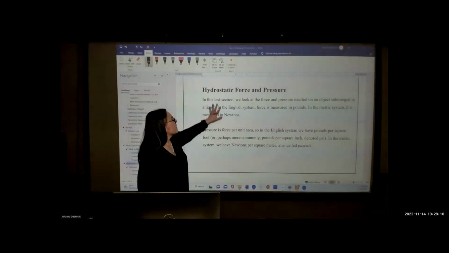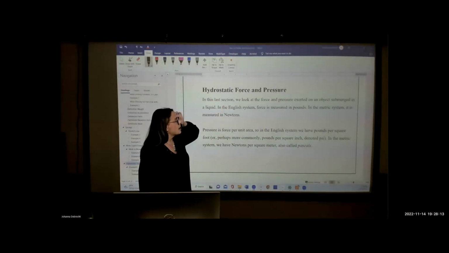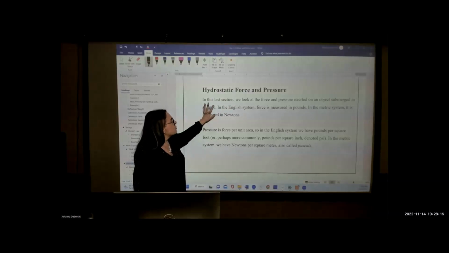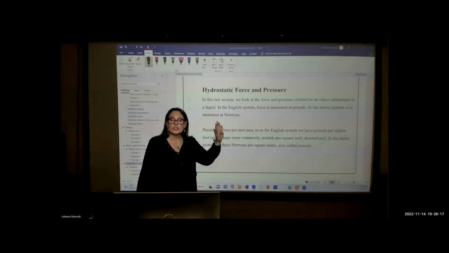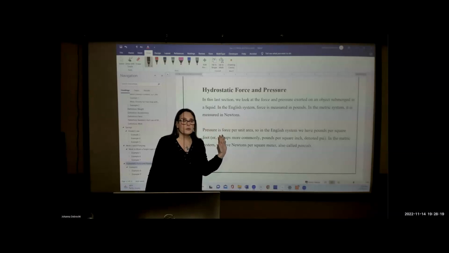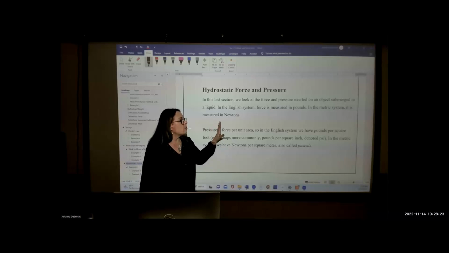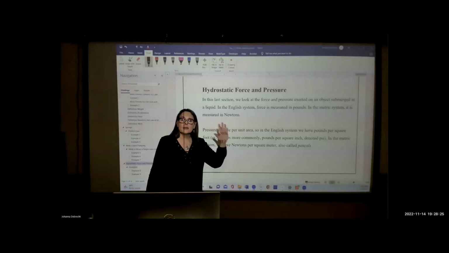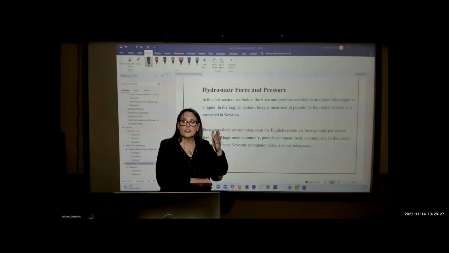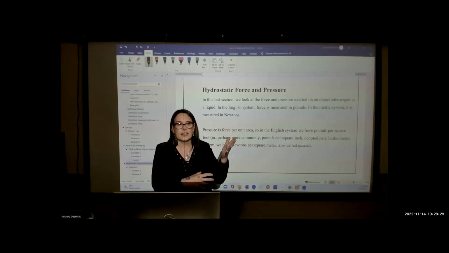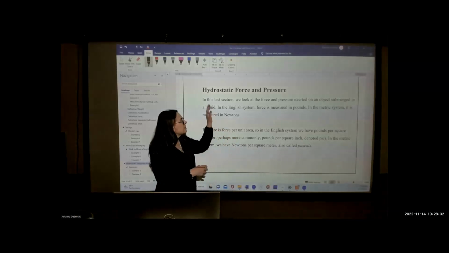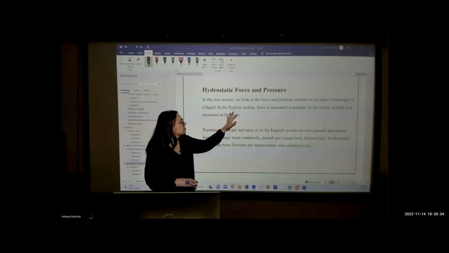What we want to talk about here is hydrostatic force and hydrostatic pressure. So we looked at force and work in the last 2 videos. And in this one, what we want to think about is the force and pressure exerted on some kind of object that's actually under a liquid, in most cases, water. So some kind of object submerged in this liquid.